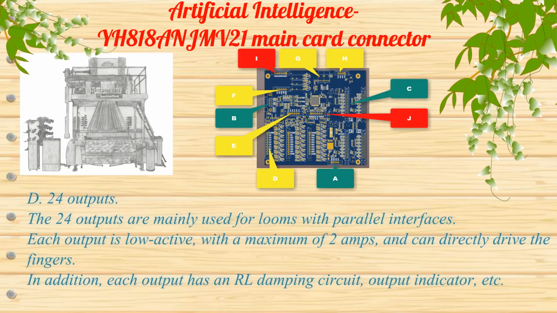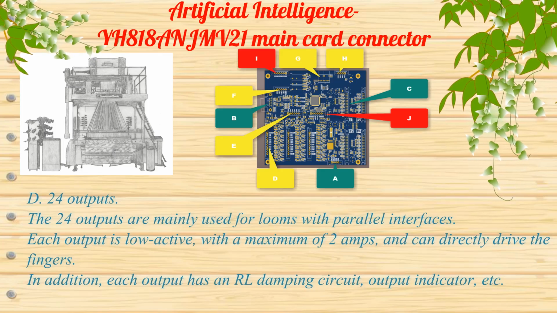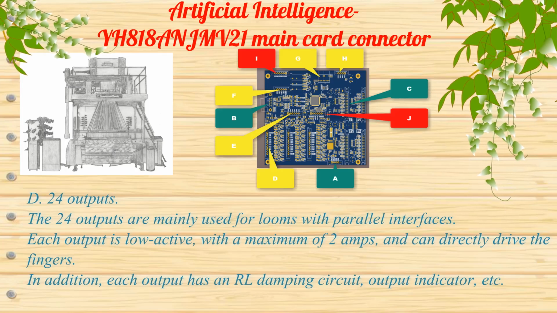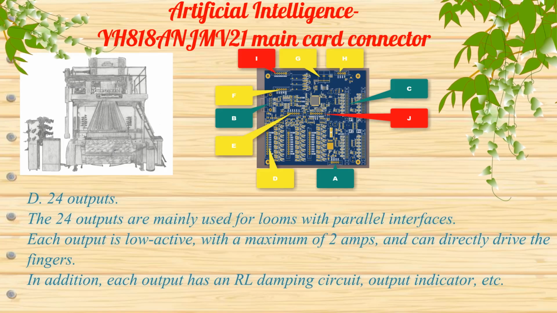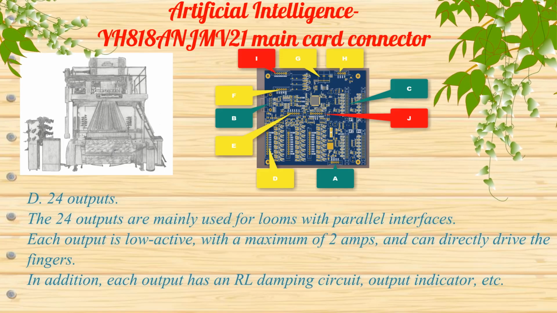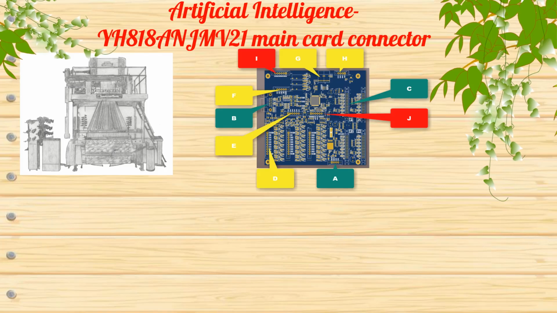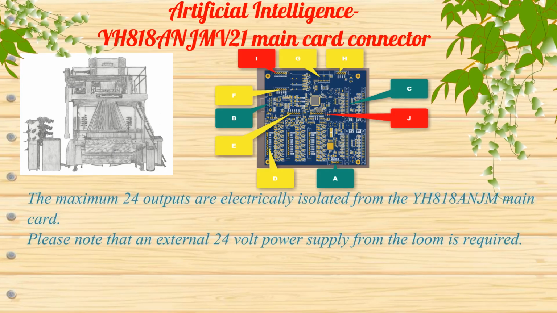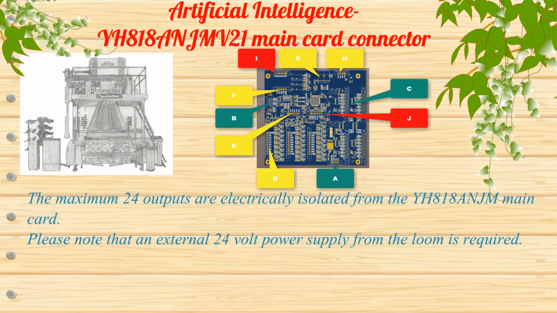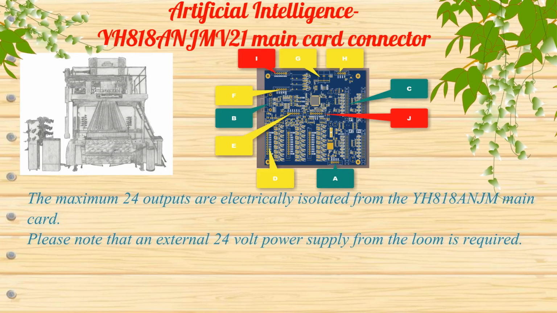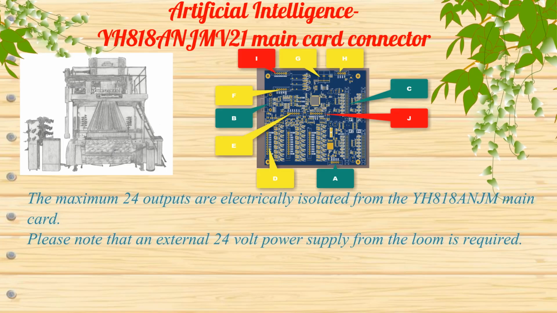D. 2-4 outputs. The 2-4 outputs are mainly used for looms with parallel interfaces. Each output is low active, with a maximum of 2 amps, and can directly drive the fingers. In addition, each output has an RL damping circuit, output indicator, etc. The maximum 2-4 outputs are electrically isolated from the YH818ANJM main card. Please note that an external 24-volt power supply from the loom is required.